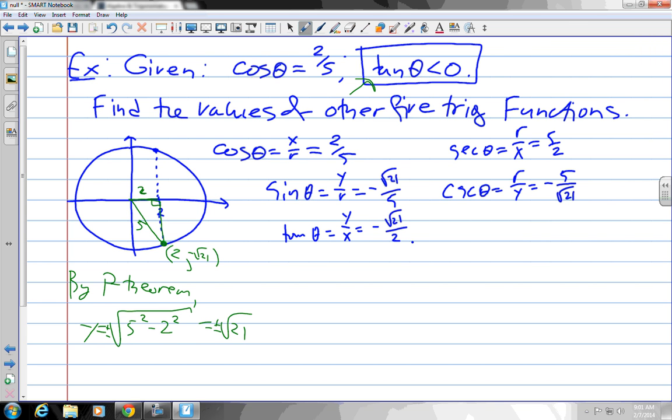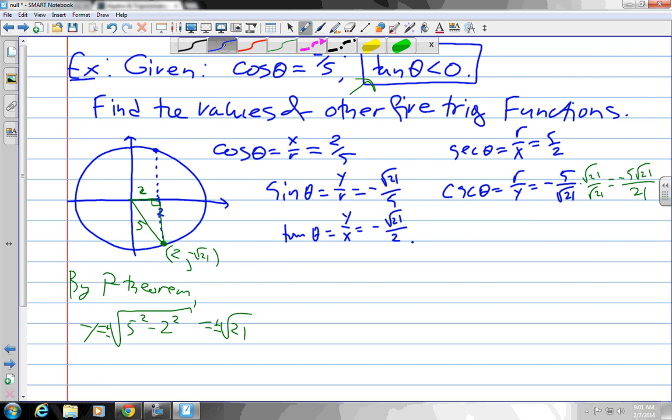Is that right? Yes, I should rationalize that. Shouldn't leave radicals in the denominator, so times it by root 21 over root 21 to get negative 5 square root of 21 over 21. So this is the correct answer. I believe that my MATLAB thing will duck you for not rationalizing your denominators. It should. Okay, rationalize your denominators.